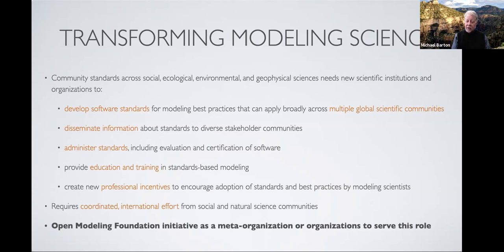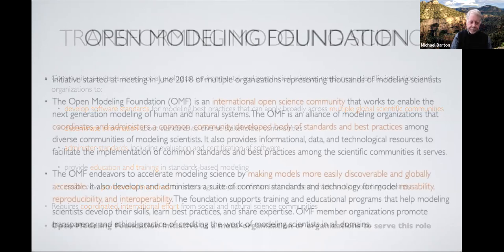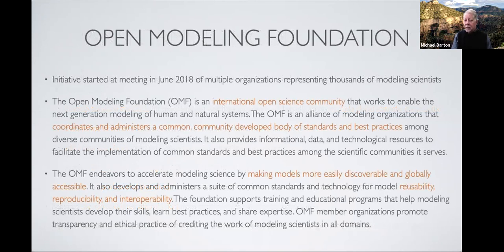So the Open Modeling Foundation emerged as a meta organization to do this. After all these meetings, we had a lot of discussion, but several initiatives to actually put some of this stuff in practice came out of that. And the Open Modeling Foundation idea was one of those, you know, to go beyond the workshops and talking about it. Started with a meeting in June 2018, serendipitously, a number of modeling organizations converged on Colorado State University for a conference up the road from you guys in Boulder, and came up with a mission statement and some ideas and some kind of a plan of action.